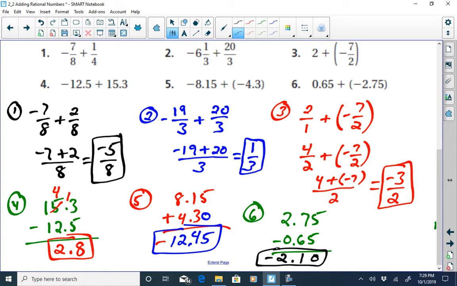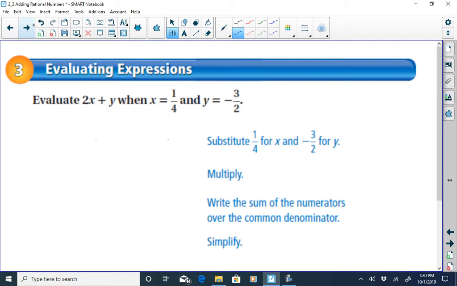What will the sign of the answer be? Are there more negative than positive? Right? So we use the rules for addition of integers, and we determine the signs that way. Okay? All right, let's try evaluating an expression.